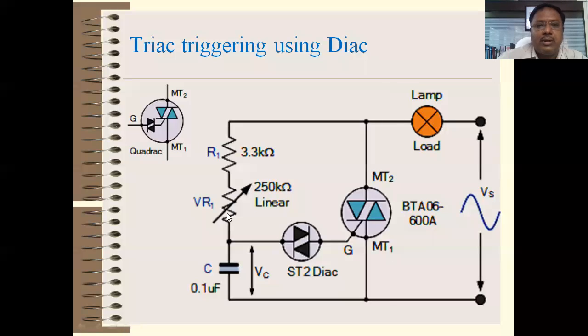So this particular circuit consists of an AC power supply. This is given to the triac. Triac is a bidirectional device, so current can flow in either direction.